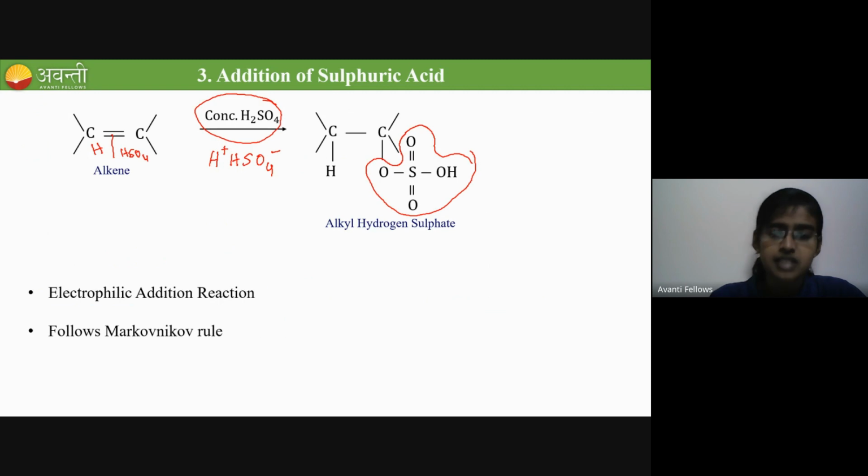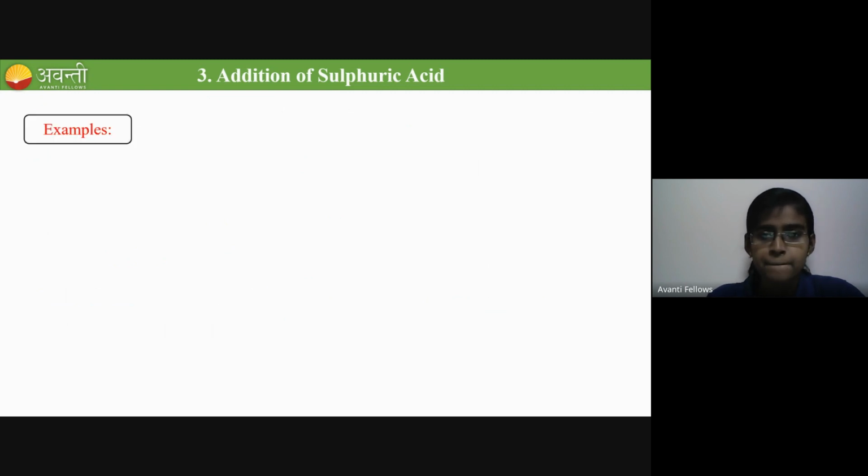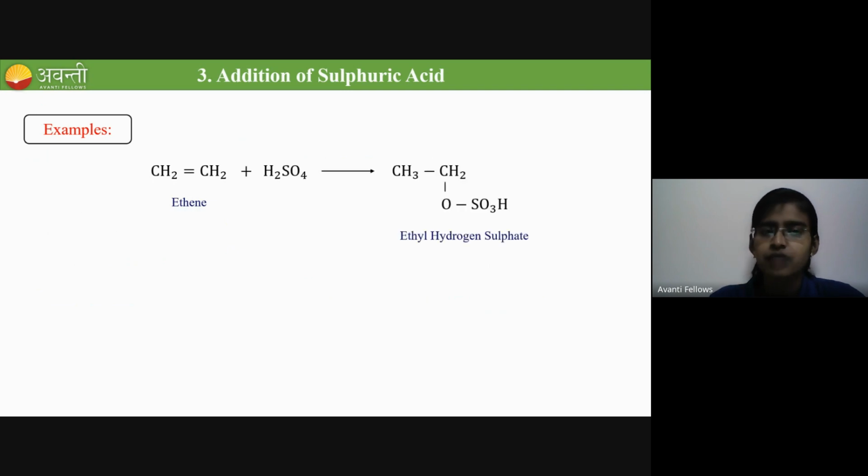Now let us discuss this with one example. You have to find out the positive and negative part. That's it. Rest all remains the same. So this is a symmetrical alkene, and to the symmetrical alkene, if I want to add H2SO4, I have to break this bond and H has to be added to one of the carbons and HSO4 has to get added to the neighboring carbon, leading to this type of product.